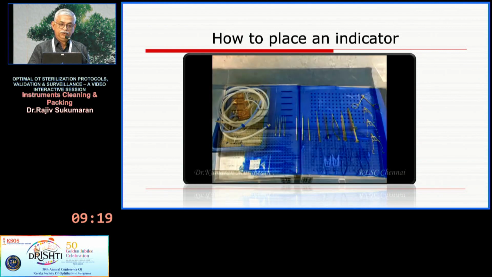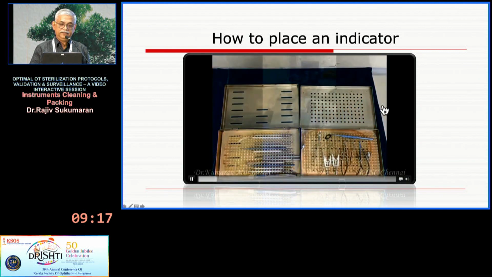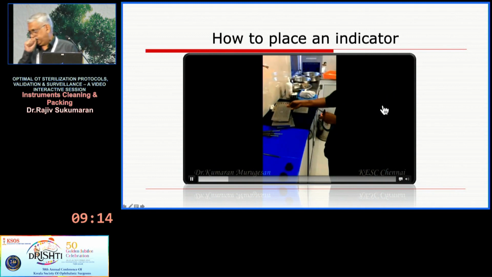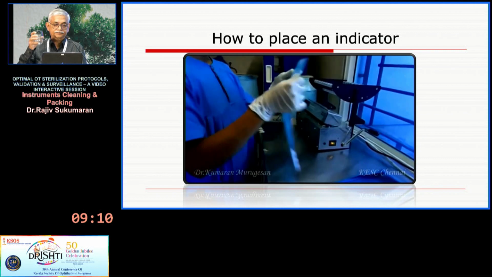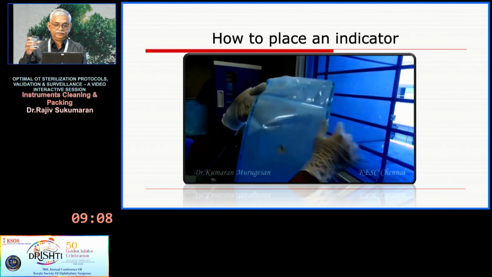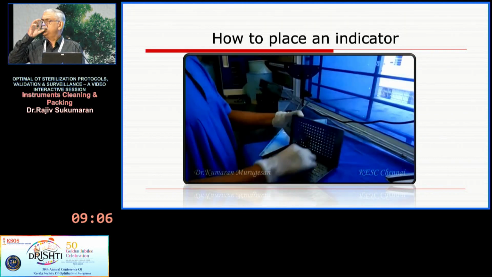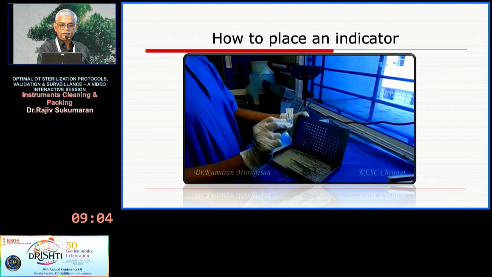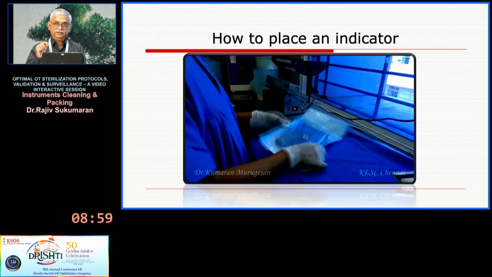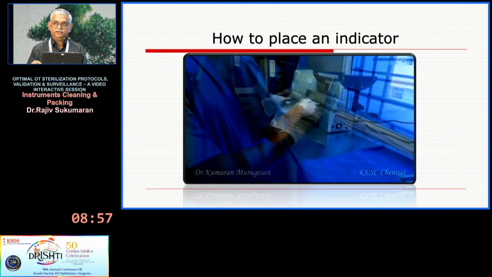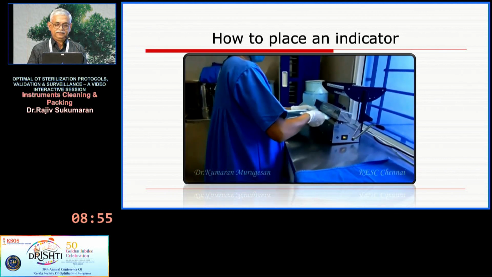Now I'll show you how to place an indicator in the set. That is class 5 within the instrument tray, along with the instruments. Seal it.